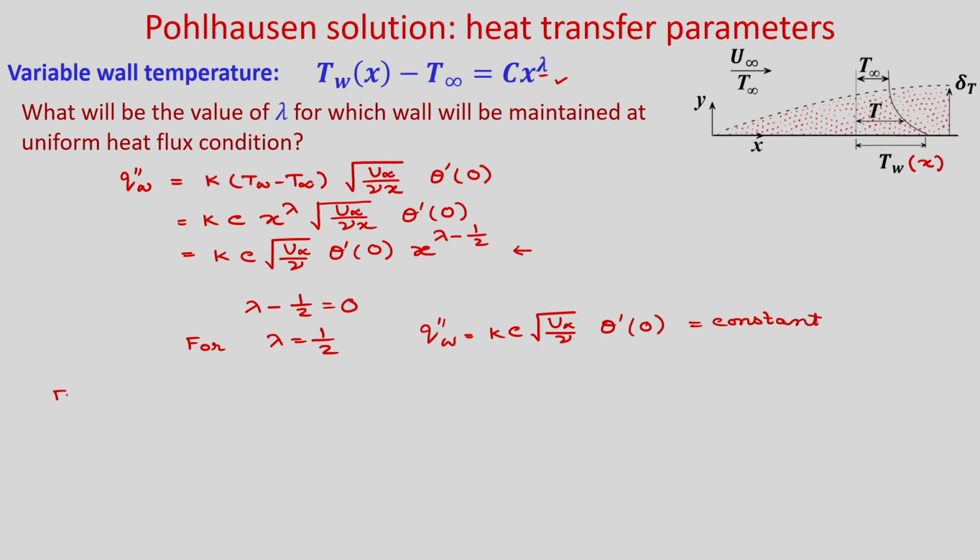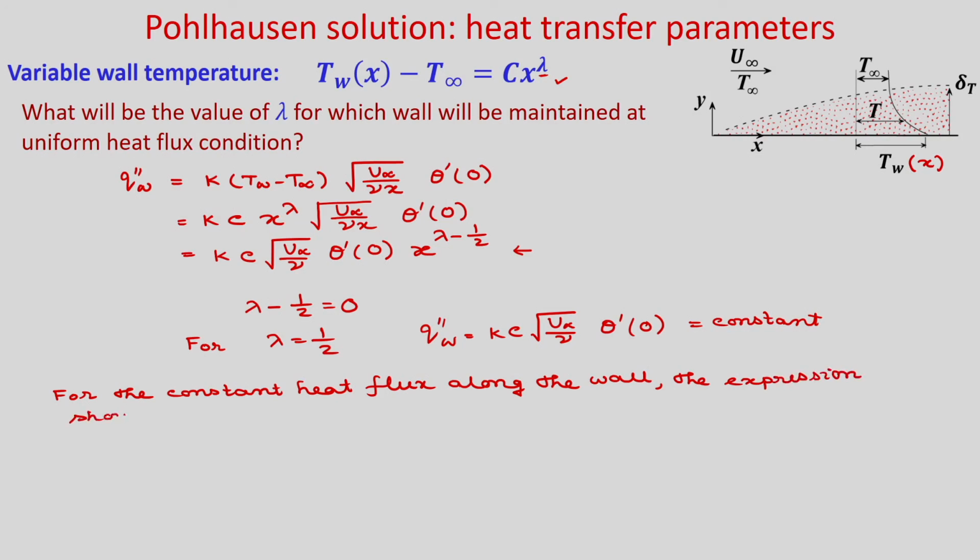Okay. So, for constant heat flux along the wall, the expression should be independent of x. So, lambda will be half.